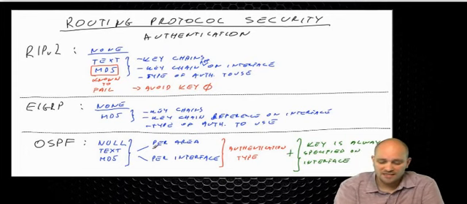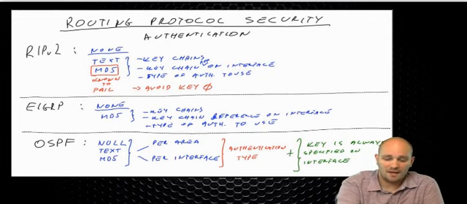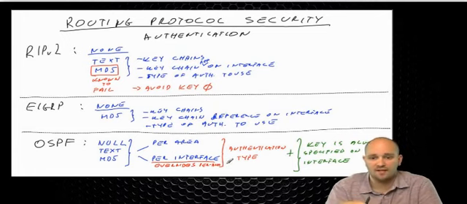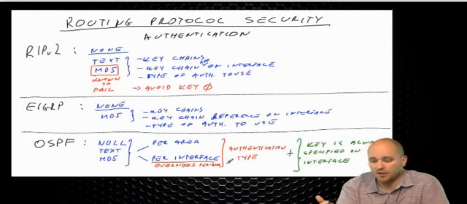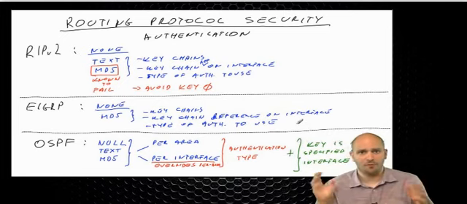So you can specify the authentication type per area or per interface, where per interface will override per area, but you cannot specify the authentication key per area. You can only specify it on an interface. So let's now do a couple of examples here.